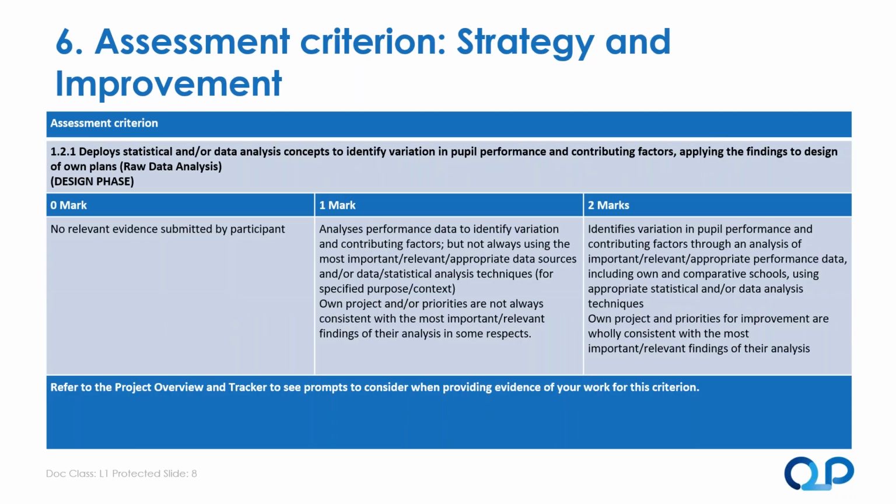These following slides have been designed to show the assessment criterion, the mark scheme score descriptors, and the phase in which you should be writing against those identified criterion. In 1.2.1, you would be evidencing your use of statistical and data analysis concepts. Note the 2-mark score. In this first phase of design, in what way are you identifying the variation in pupil performance? What are they? In what way have you ensured that these are underpinning your project?